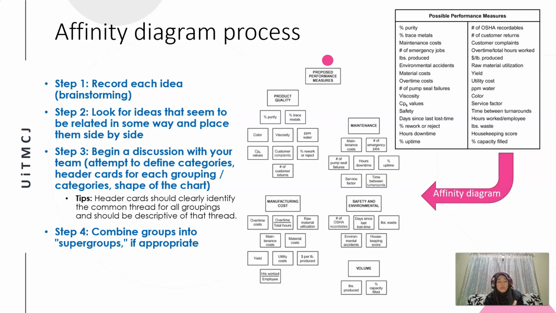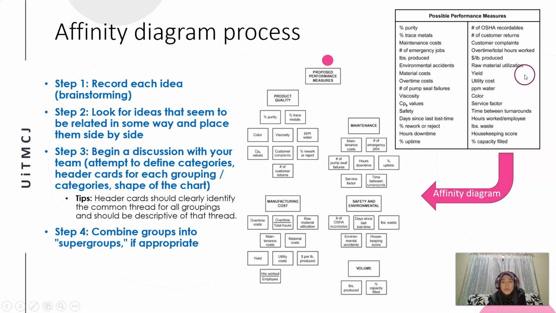So the last step is that you can combine all the groups. For example, if you have 5 small groups, you can combine them into one group, which has the proposed title. Now let us look at the example here. These are possible performance measures that we have. For example, percentage purity, trace metals, material cost, overtime cost, utility cost, service factors, time between turnarounds, and so on.